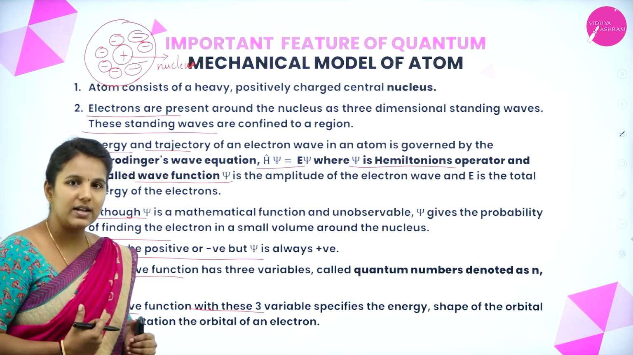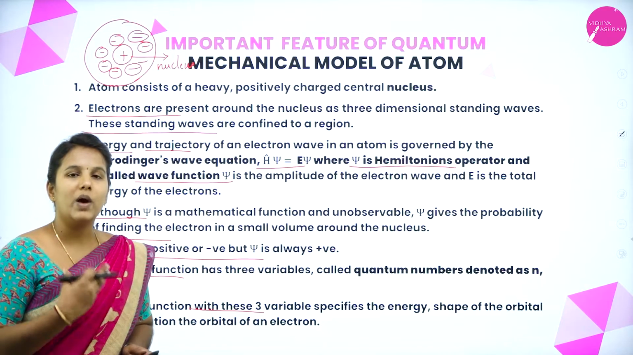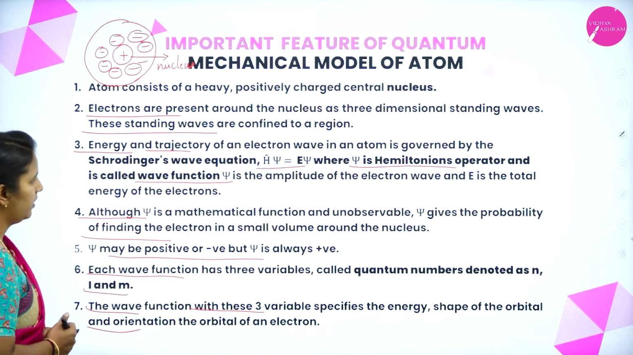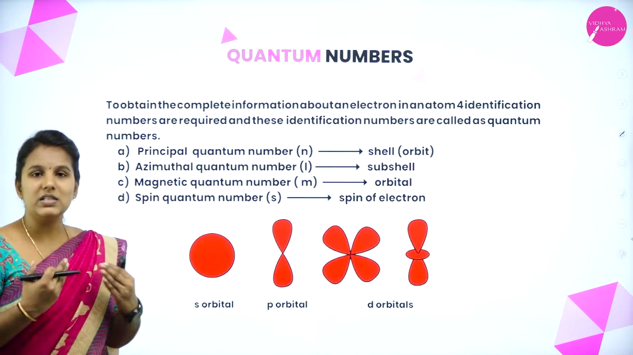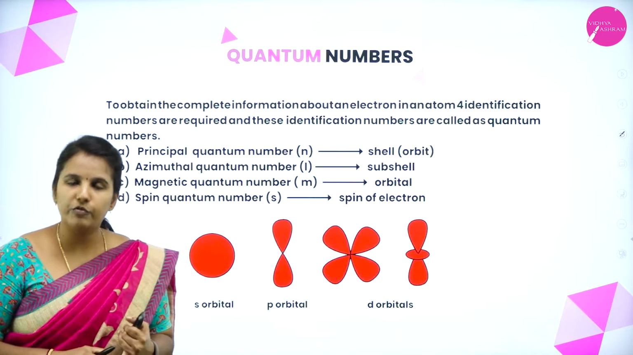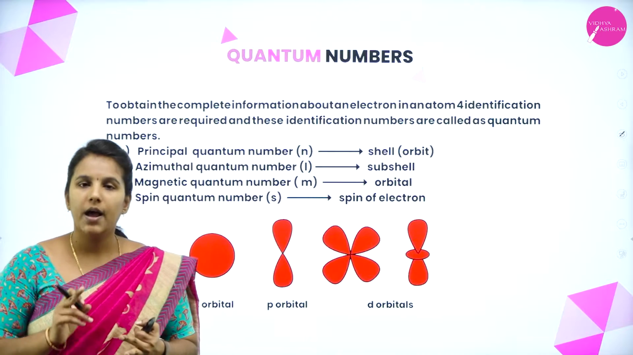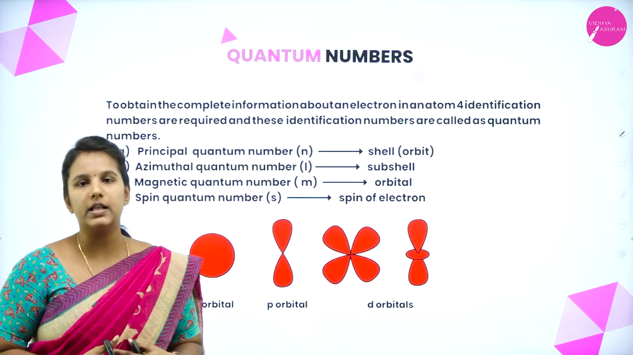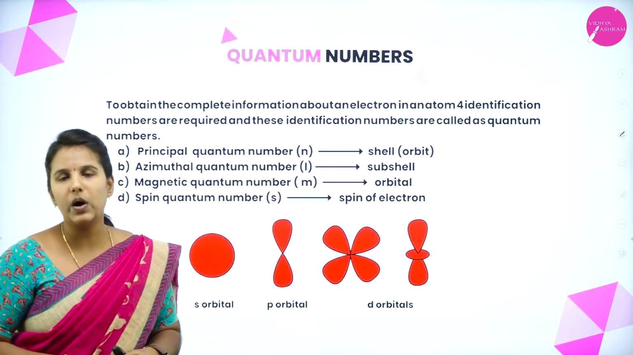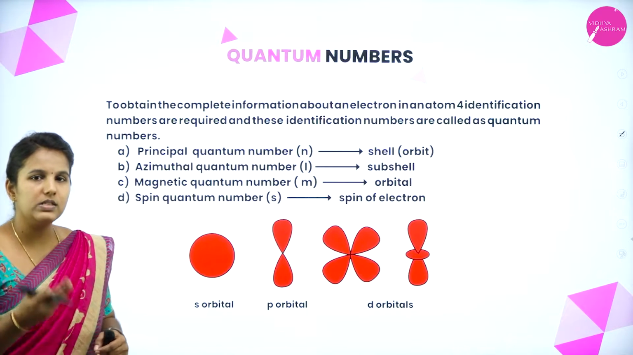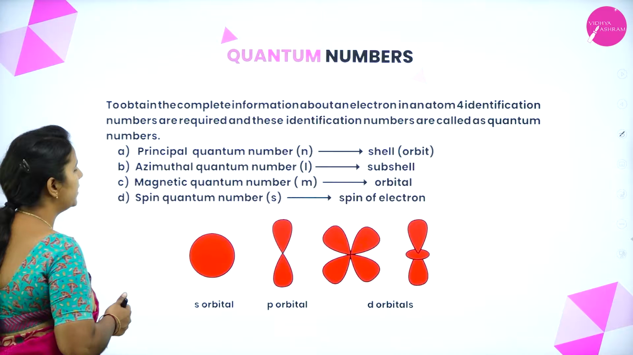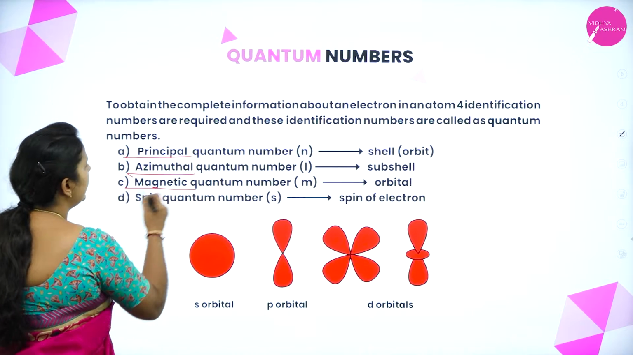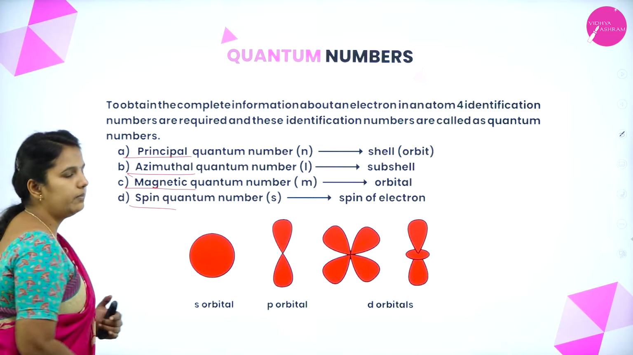Now let us understand what the quantum number is and why we use the quantum numbers to know more about the electron. Suppose I want the complete information about the electron, maybe in the form of its energy, maybe in the form of shape, maybe in the form of orientations of the orbitals, that can be understood by using the quantum numbers. The quantum numbers consist of four important numbers: the principal quantum number, azimuthal quantum number, magnetic quantum number and spin quantum number.